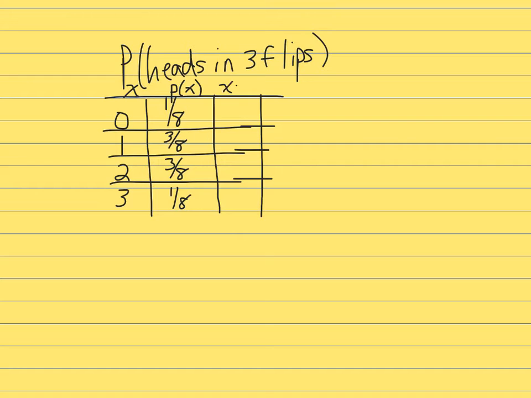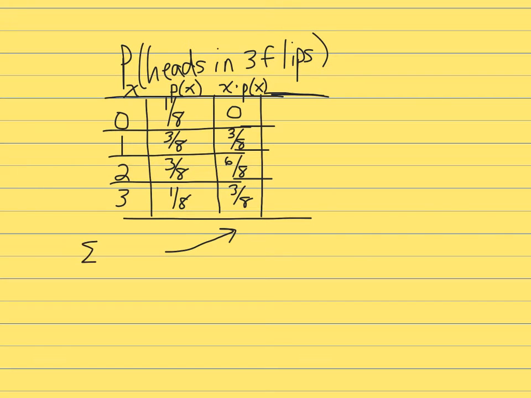In this column, I'm going to multiply the random variable by the probability and get x times p of x. So 0 times 1/8 is 0, 1 times 3/8 is 3/8, 2 times 3/8 is 6/8, and 3 times 1/8 is 3/8. By adding that column of x times p of x, we're going to get the expected value, which we denote as the sum of x times p of x.